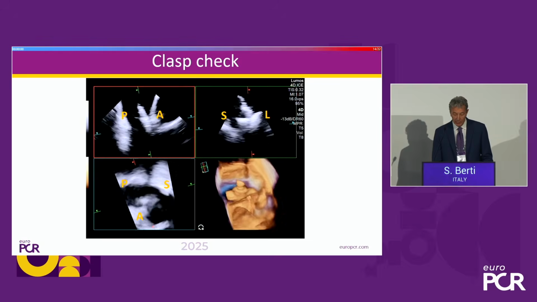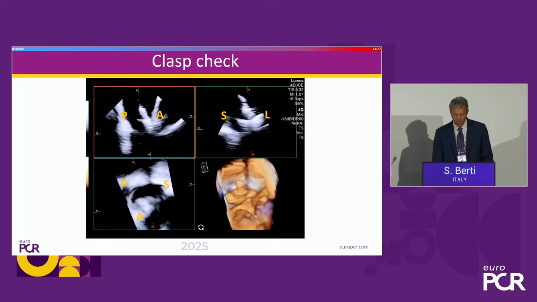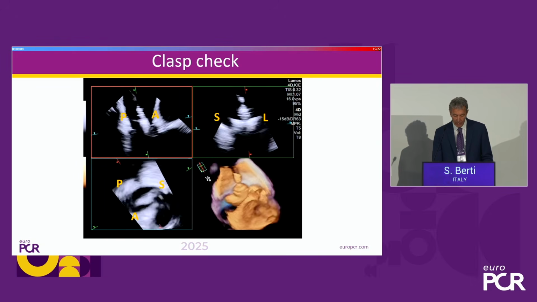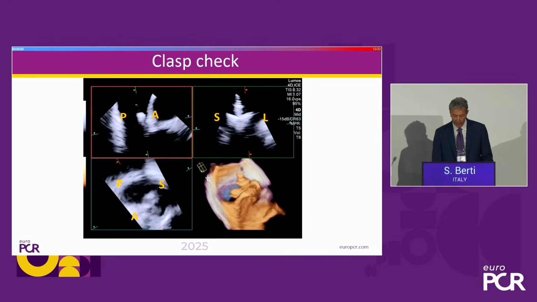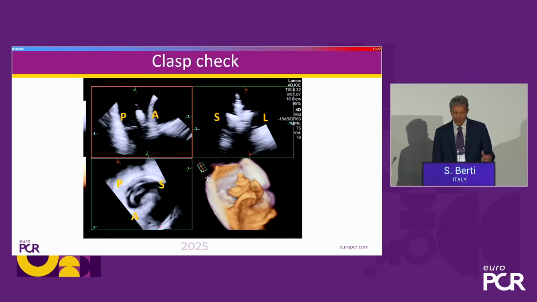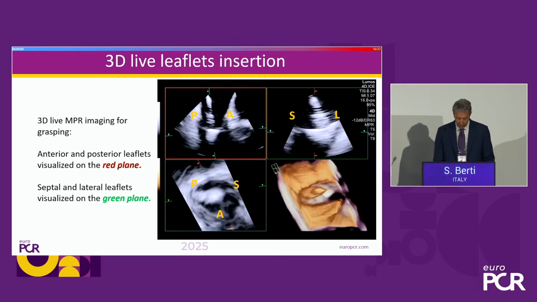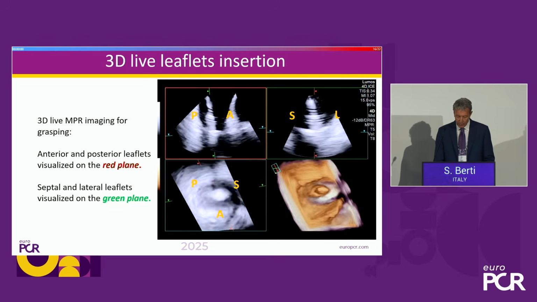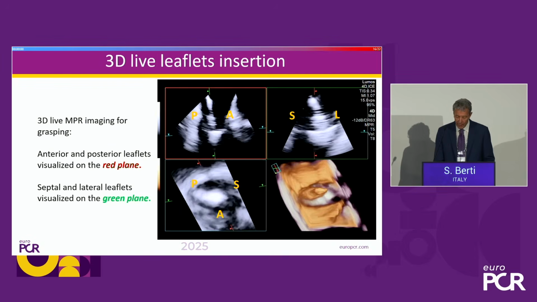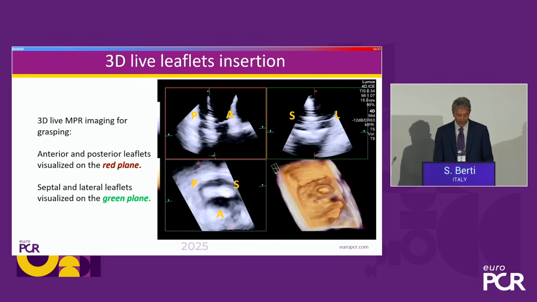After that, the clasp check. We see in the green plane the check of the septal clasp, and in this slide the check of the lateral clasp. So we have the position, we have the alignment, and now we move, pushing the device in the right atrium. We see clearly the position of the device and the clear detail of the leaflets that are in contact with the device.